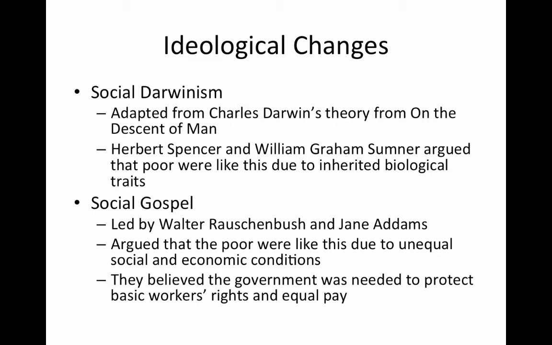On the opposite side was the social gospel, led by Protestant minister Walter Rauschenbusch and Jane Addams. They argued the poor were poor due to unequal social and economic conditions. They believed that the government was needed to protect basic workers' rights and equal pay. Jane Addams set up a group of houses called the Hull Houses, which took in immigrants and tried to teach them the skills that they needed so that they could enter into the labor force. But eventually, people like Rauschenbusch and Jane Addams argued there would have to be some kind of reform at the governmental level in order to solve these problems.